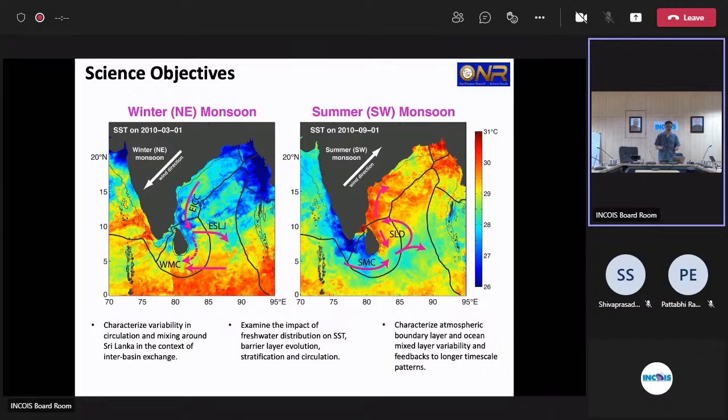So the goals of the whole project were really to look at the variability of circulation around the coast of Sri Lanka, right? Seeing that as a governing point for exchange flow, to try to understand the impact of that circulation on freshwater distribution in the two areas, and therefore on stratification. And then to see if we could characterize parts of the boundary layer, the mixed layer, that evolution through these measurements. What I'm going to talk about today is primarily the water mass exchange.